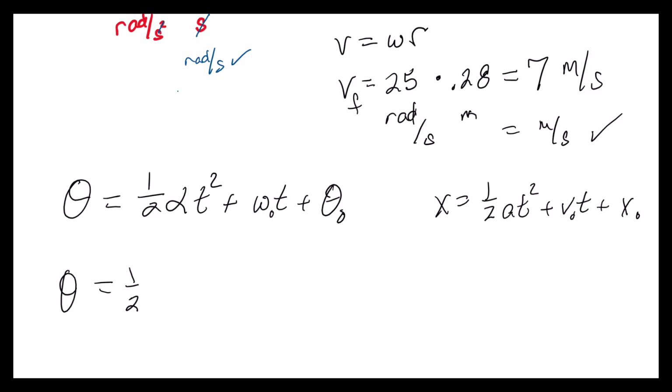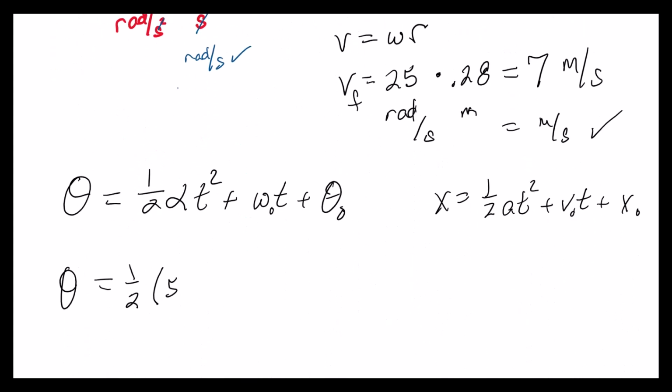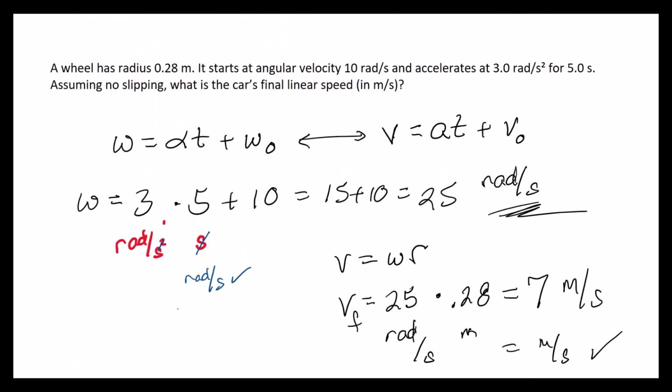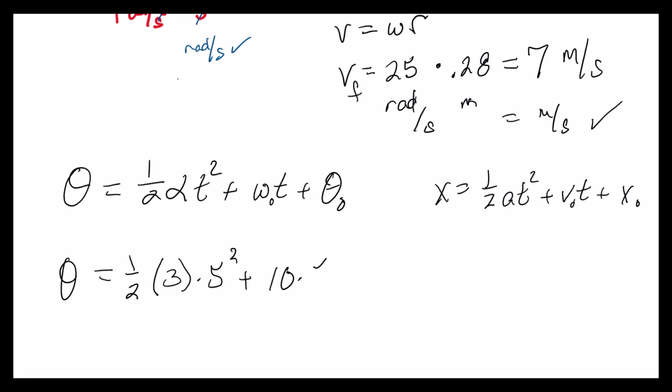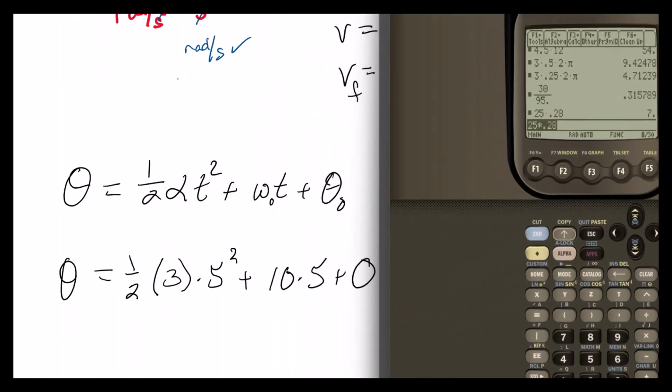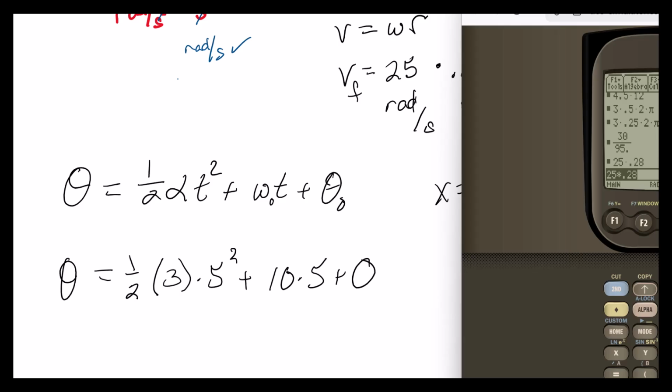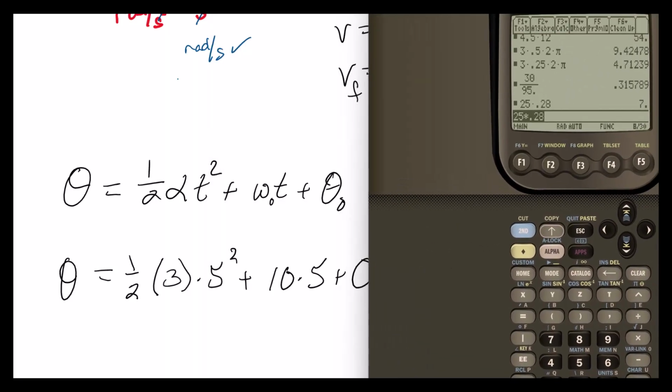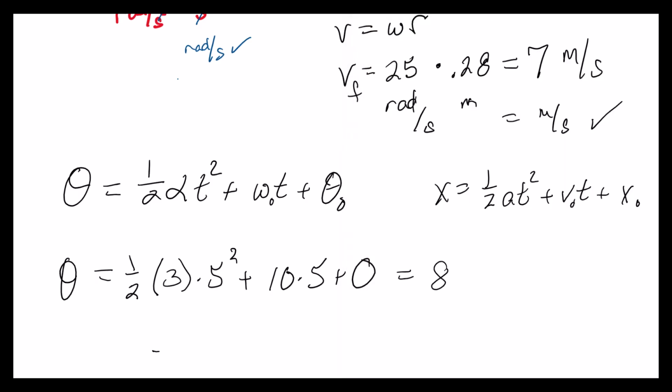So the total theta that it ends up going through is 1/2, A is 3, so 3 times 5 squared plus 10 times 5 plus 0. It starts out at 0. So I've got 25 times 3 divided by 2 plus 50. Again, I probably should be able to do that in my head. Oh, thank you. 175 over 2. 87.5. So this goes through 87.5.